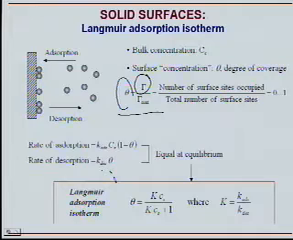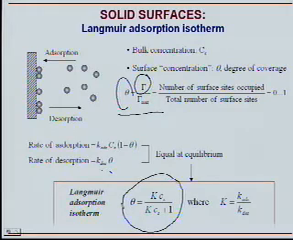In equilibrium, of course, these two will be equal. So when you equalize them and rewrite the expression, you obtain the Langmuir adsorption isotherm. You don't know the rate of adsorption and the rate of desorption, so what you can do is bundle them in a constant, which just gives you the ratio of adsorption rate over desorption rate.